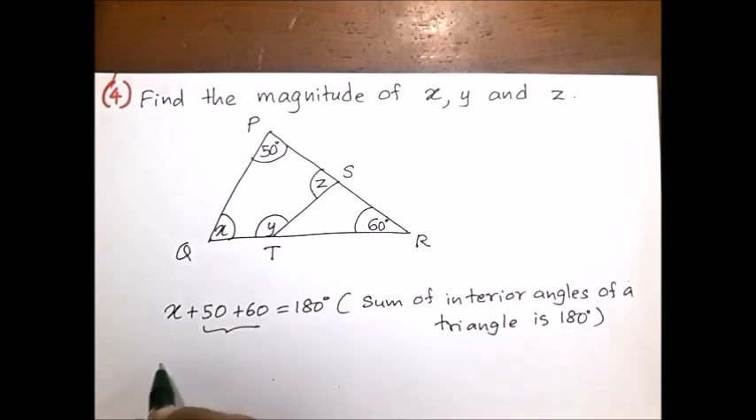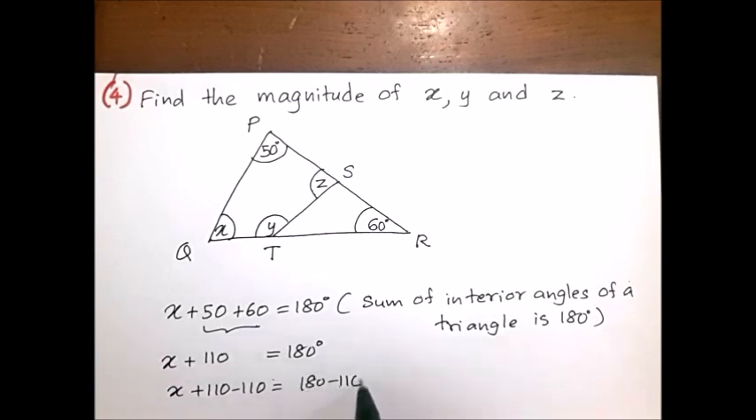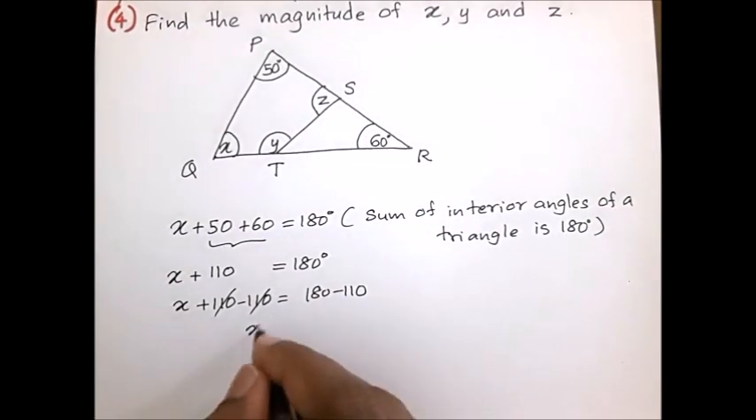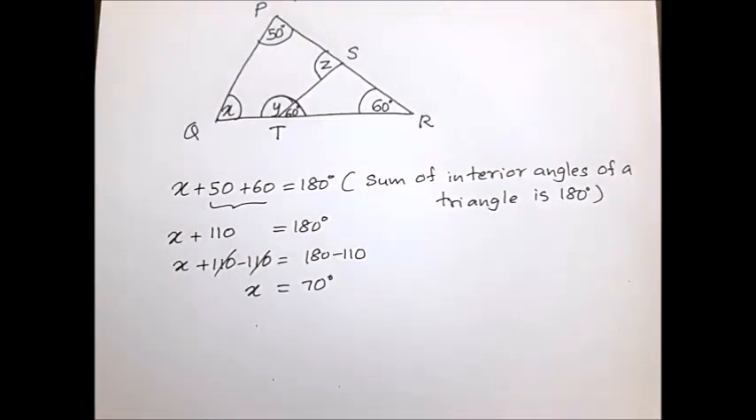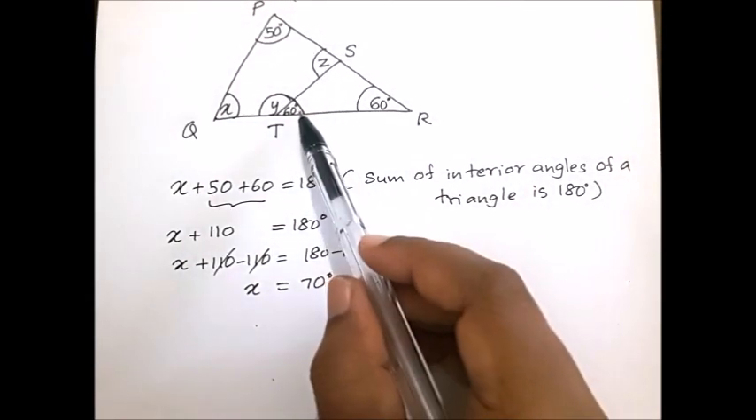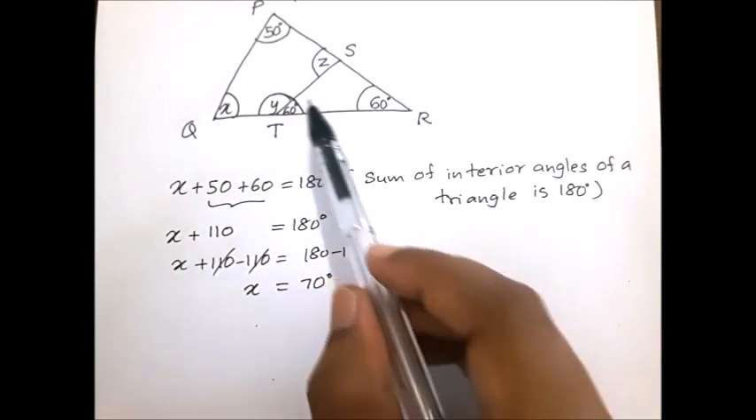Then add these two values. 50 plus 60 is 110. To find the magnitude of x, you have to subtract 110 from both sides. Plus 110 minus 110 cancel. x equals 70 degrees. The magnitude of this angle is 60. I haven't marked it earlier.